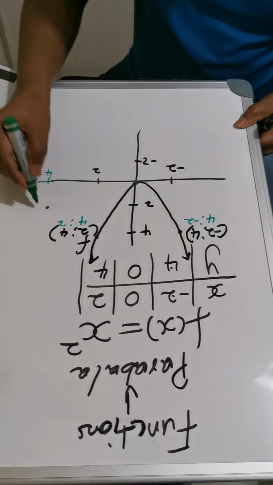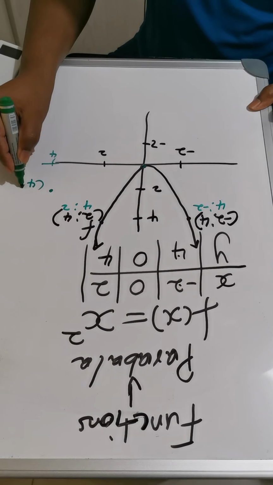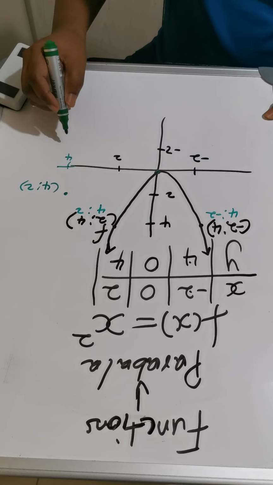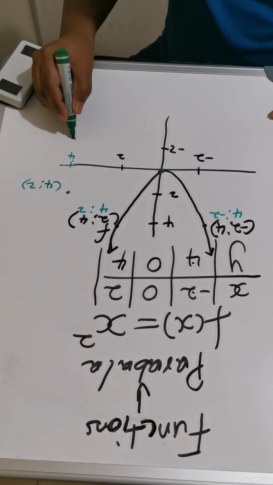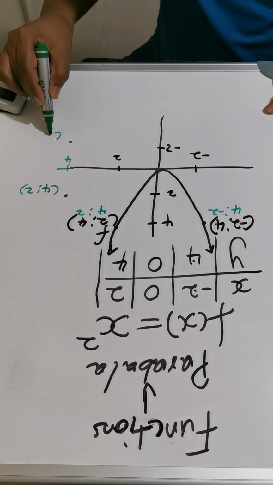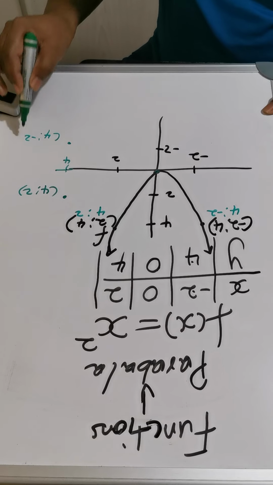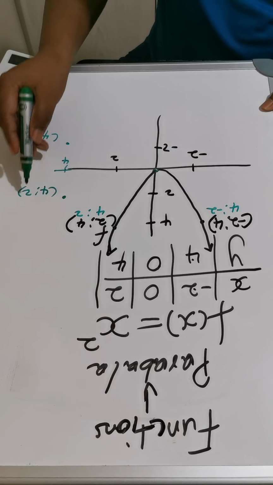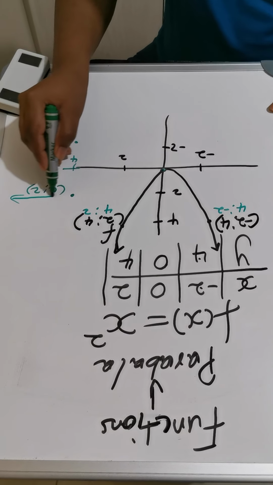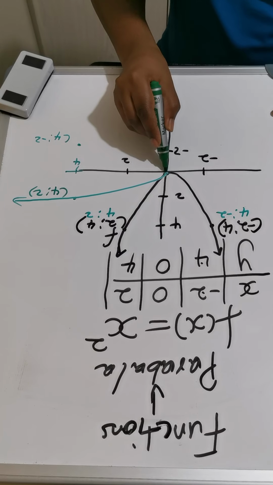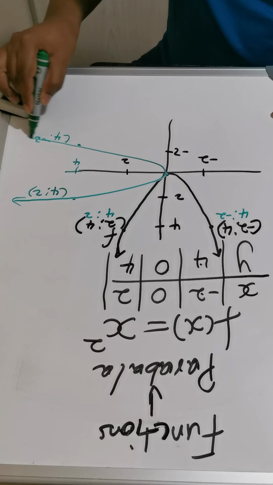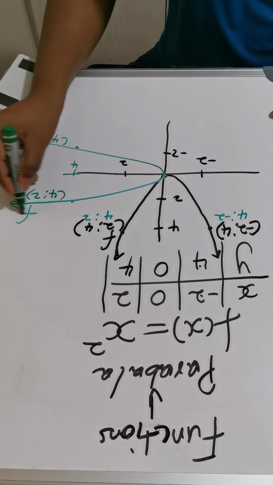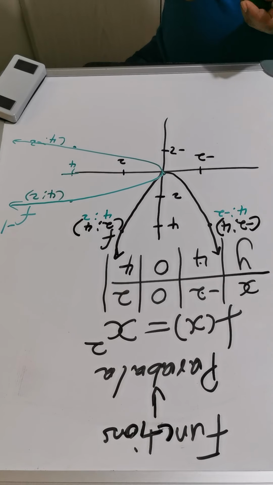This was 4 and positive 2. Let me indicate that one. 4 and 2. But this one would be 4 and negative 2. So it would be something like this. This is 4 and negative 2. Then this is 0 and 0. Then you simply join your points here. So basically this is what we call the inverse.